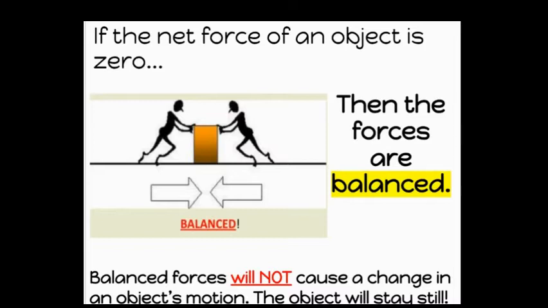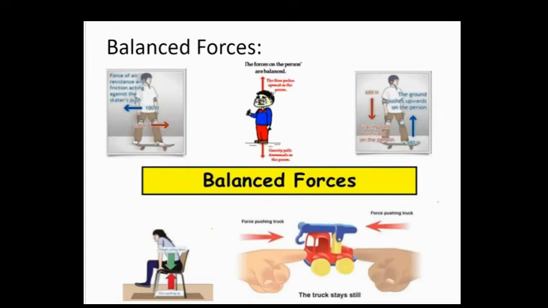If the net force on an object is zero, then the forces are balanced. Balanced forces will not cause a change in an object's motion. The object will stay still. Here are some more examples of balanced forces. The force of air resistance and friction acting against the skater's push is balanced. They're the same amount of effort. So the push of the skater and the air resistance and friction are equal amounts. So he's able to balance on the skateboard.